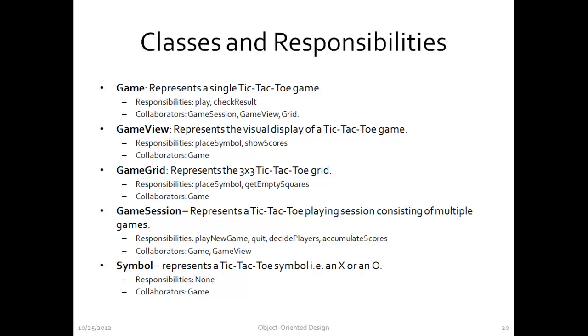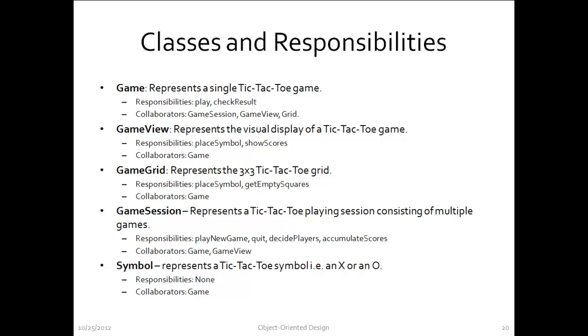Then I had game view, which represented the visual display of a tic-tac-toe game. Its responsibilities were to place the symbol and show scores, and it collaborated with game, which was the underlying representation of the game. Then I had game grid that represented the 3x3 tic-tac-toe grid. It also had a responsibility called place symbol, and it provided a method called get empty squares for obvious reasons. And it collaborated with game.